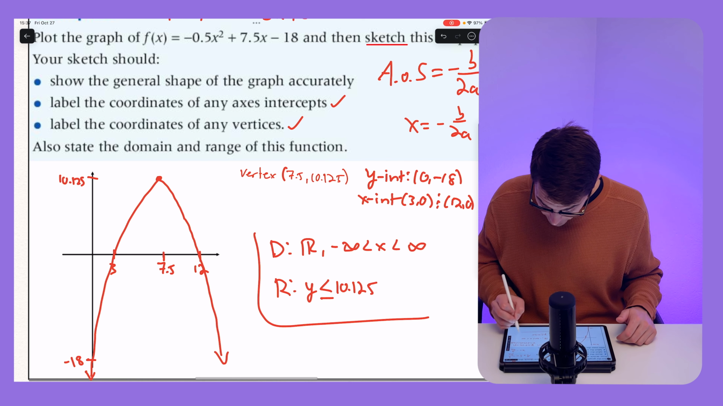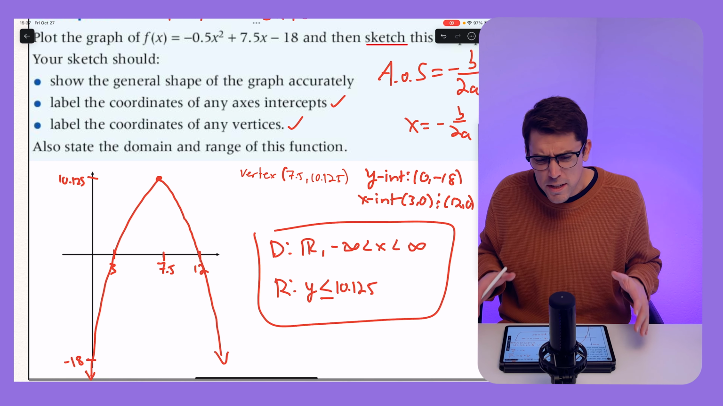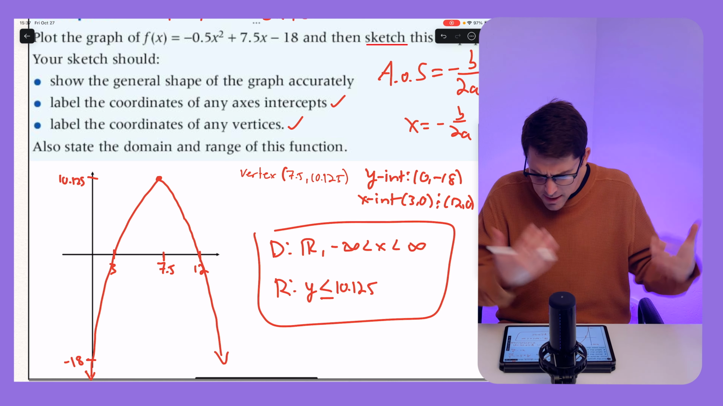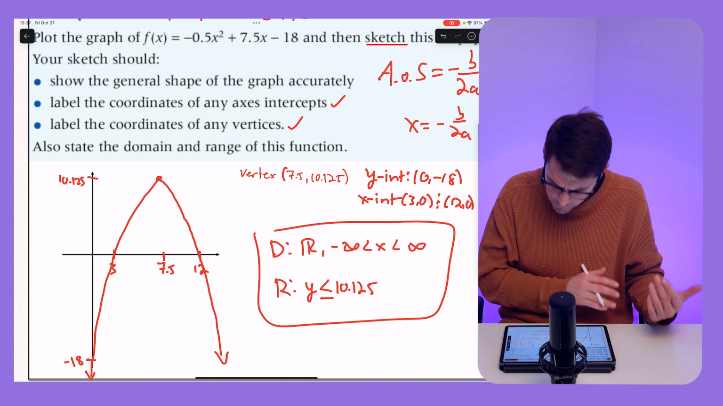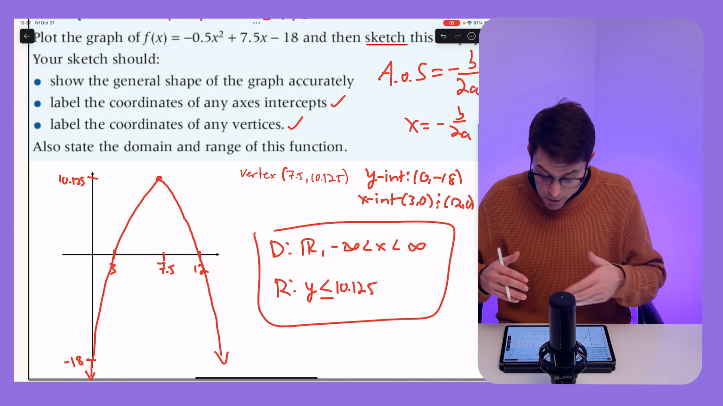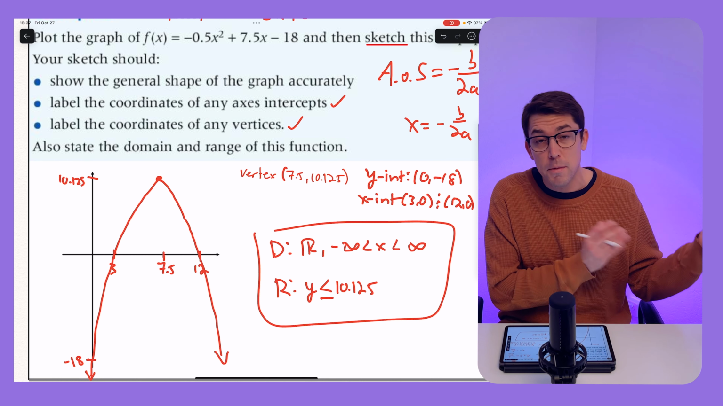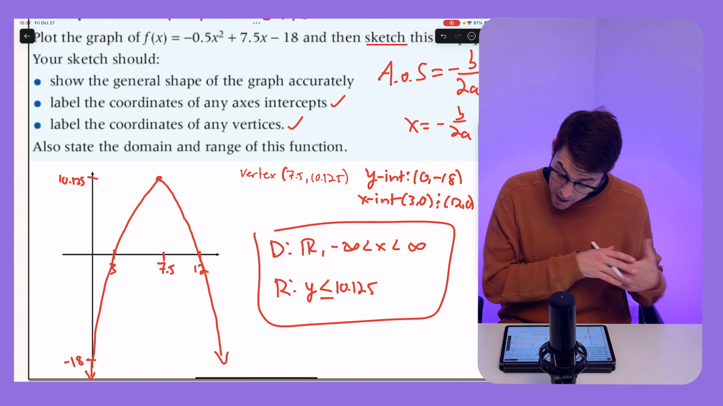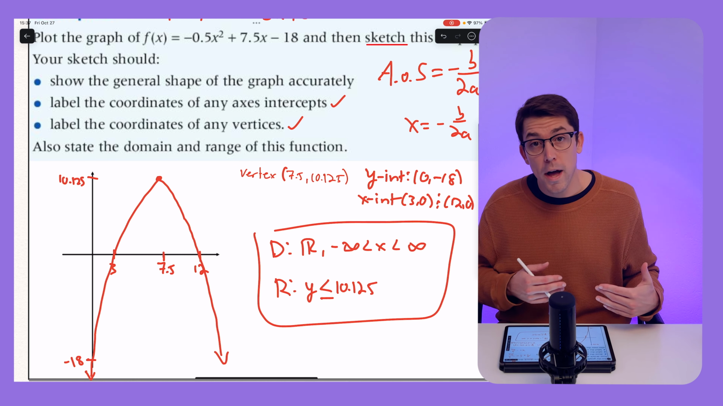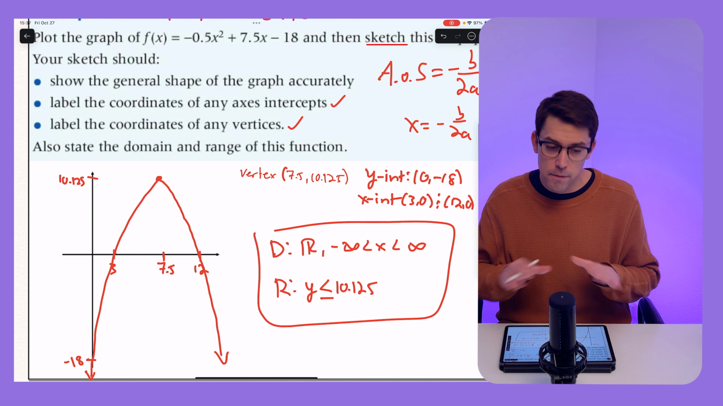So there's the domain and the range of the function. Again, there's other ways to write it. It depends if your teacher wants you to write in set builder notation, inequality notation, interval notation. There's multiple ways, but the overall idea is that for x, it's from negative infinity to infinity. There's no restrictions. And for range, as long as y is below or equal to 10.125, you're okay.